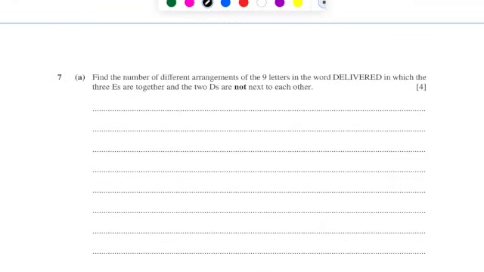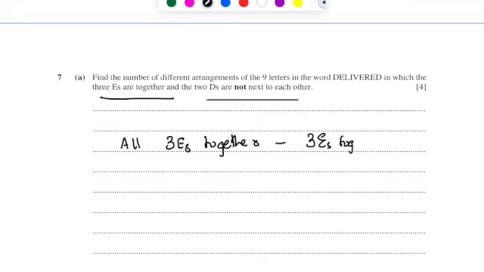Question number 7. So coming to question number 7, what is that? Find the number of ways in which the 9 letters of the word DELIVERED are arranged in which all 3 E's are together and 2 D's are not next to each other. So arrangements with all 3 E's together, minus 3 E's together and 2 D's together. If I subtract it out, then I will be getting it in this way.